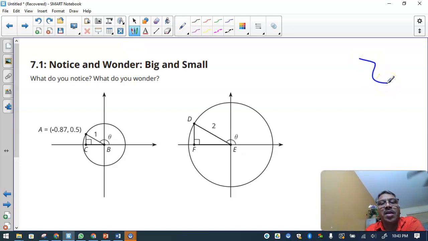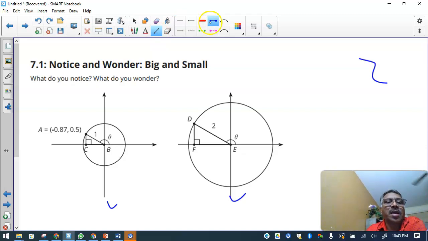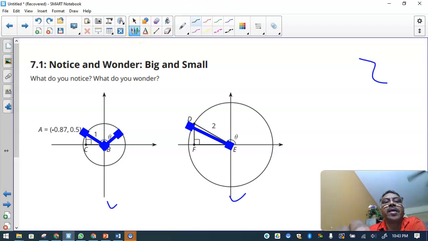Okay. First thing you see is there are two circles here. The first one looks like it is of unit 1. See, there's a 1 here, so that's 1. This is 2. So the left one is the unit circle with radius 1 and the other one is 2. What else you see is both circles have the same center here.